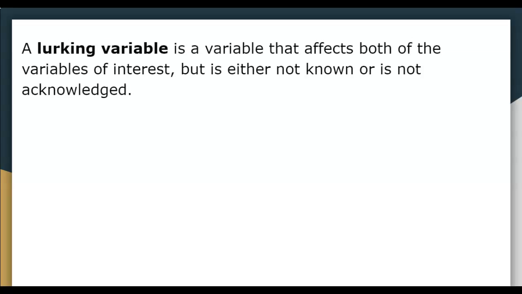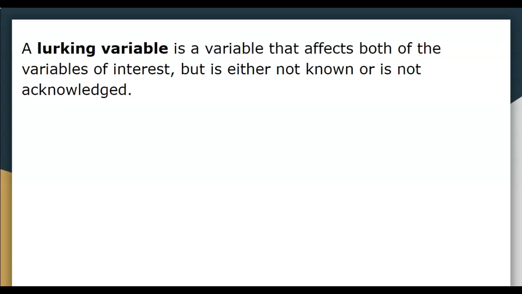One of the main reasons is something called a lurking variable. A lurking variable is one that affects both variables you're interested in: the one that you think might be the cause, and the one you think might be the result. But sometimes there's a lurking variable that either you don't know about or maybe you're not acknowledging that affects both of them, that's actually the cause there.